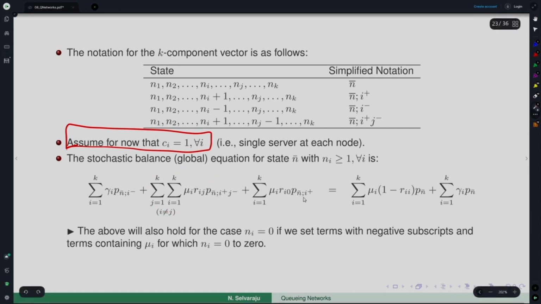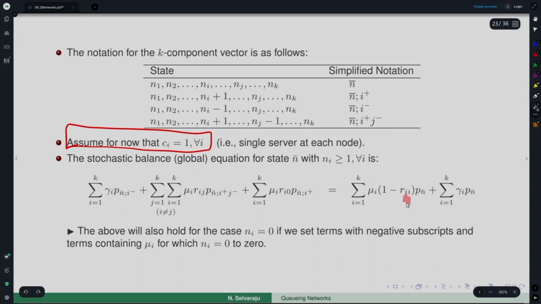The third one would be where in the ith element there was plus 1, and a service completion happens, and with probability Ri0 it exits the network. That is what this term would be, and it could happen from any of these nodes. So, this is the flow into the state n bar. On the other hand, if it is in n bar and its service is completed, but with probability 1 minus Rii, it will be going out of the state n bar.